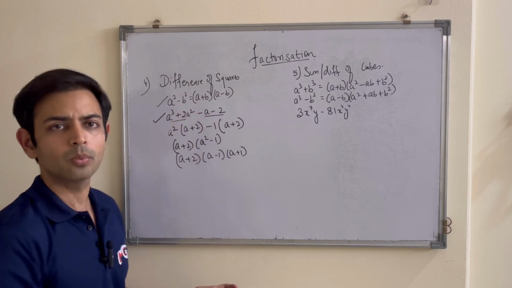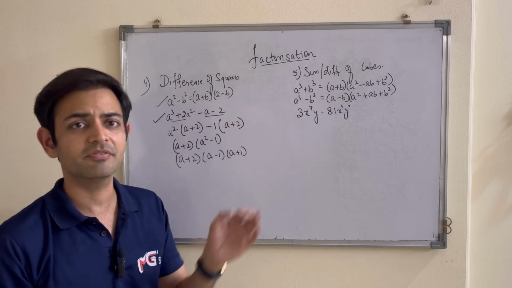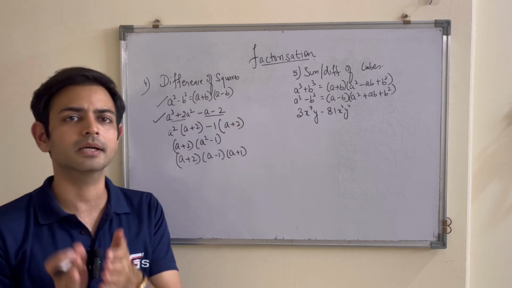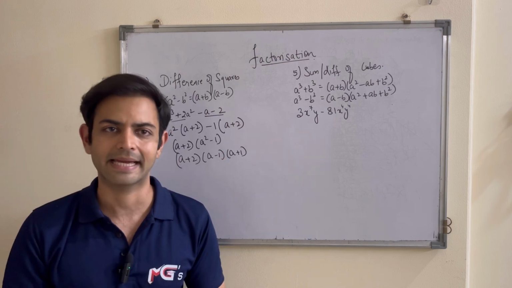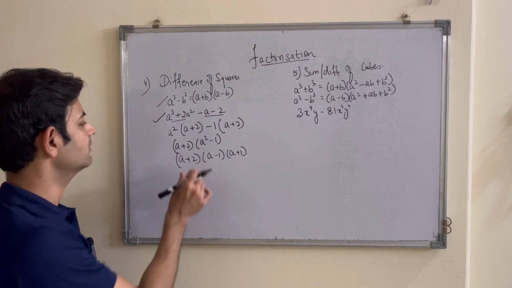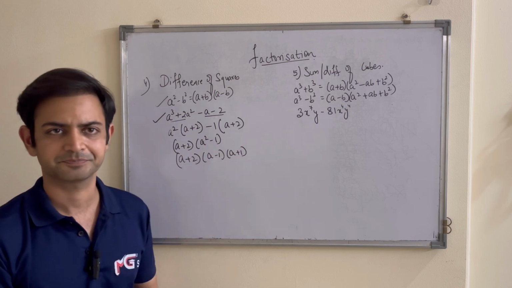Because it is a cubic expression, we will have three brackets. So always remember, whatever is the highest power, the same number of brackets we will get. So because I have a cubic here, we will get three brackets here.